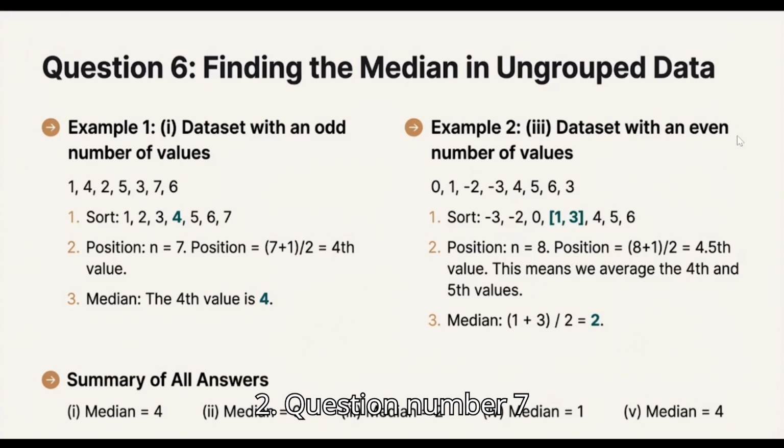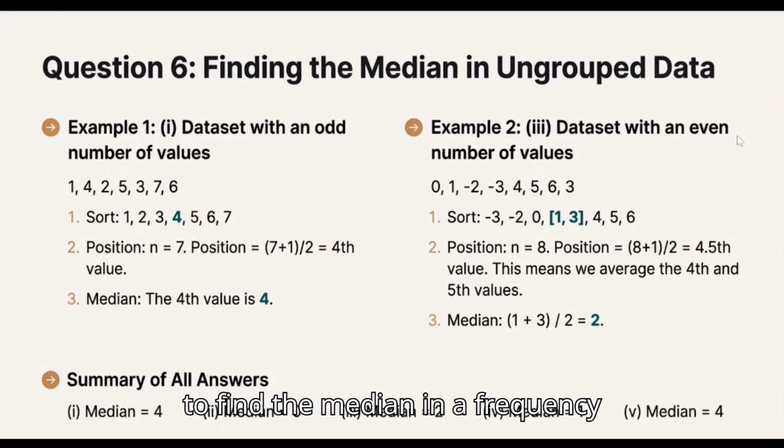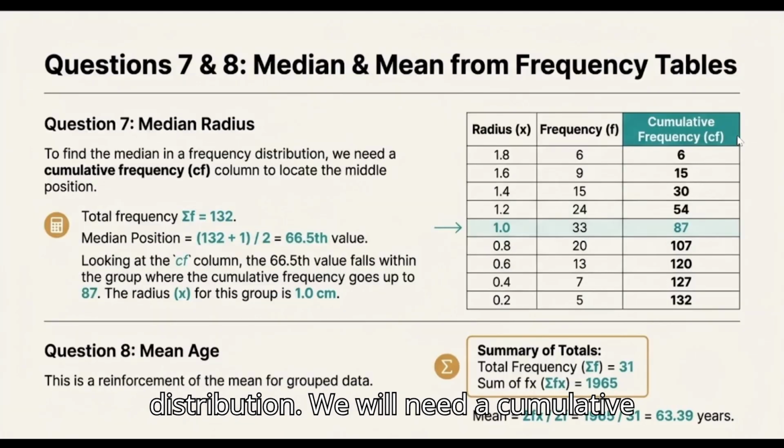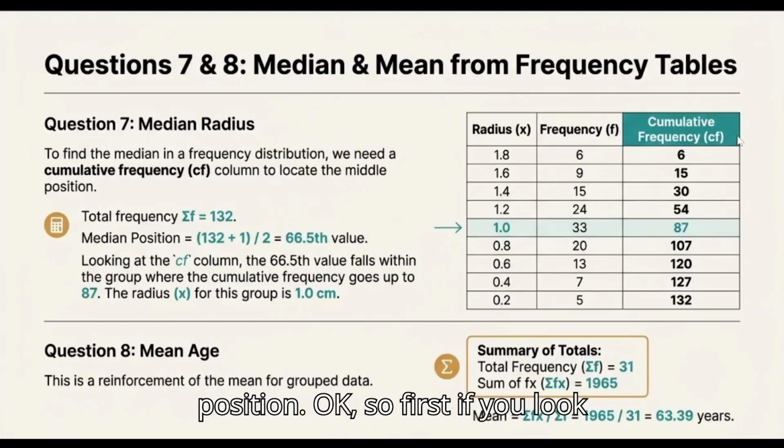Question number 7 and 8. Median and mean from the frequency table. In question number 7, we need to find the median in a frequency distribution. We will need a cumulative frequency column to locate our middle position.